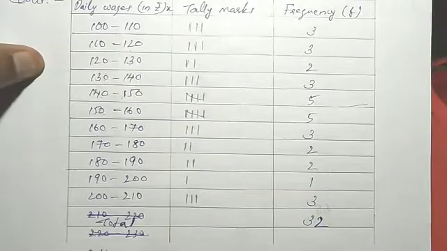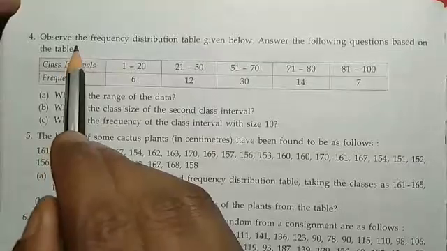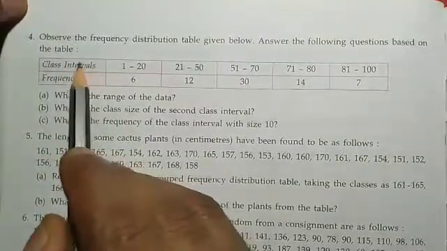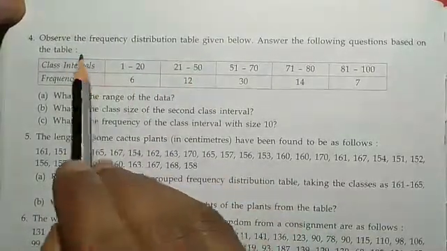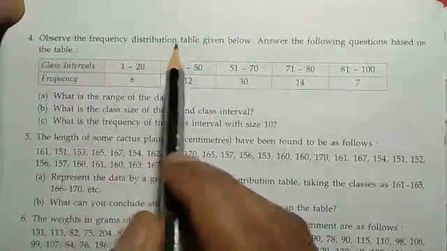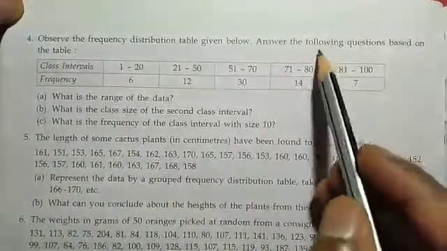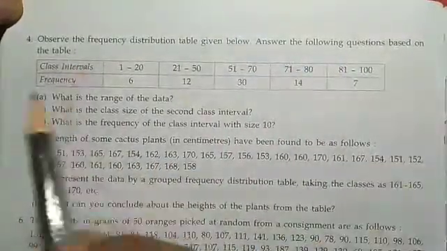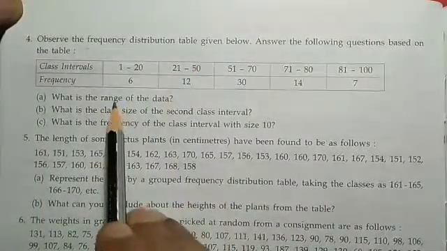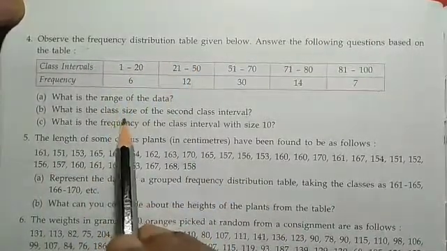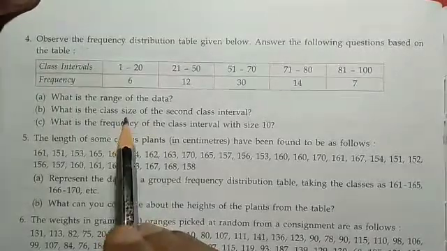Now let's see question number 4. You have to write the question in your notebook. Then here I will give you the answers. Observe the frequency distribution table given below. Answer the following questions based on the table. Observe this frequency distribution table. After that, 3 questions are given here. We have to answer the questions.